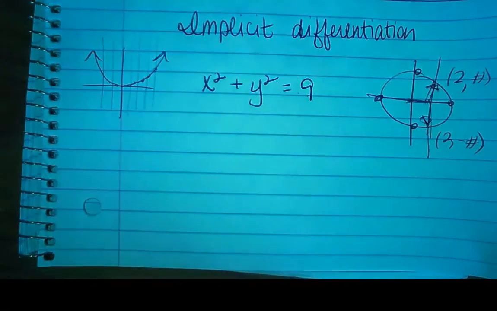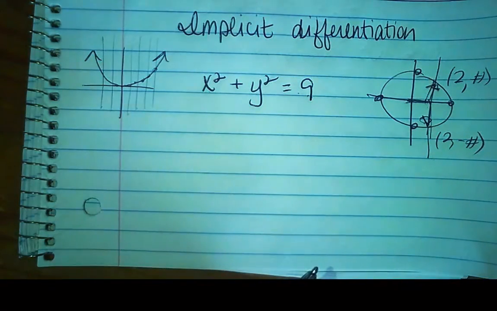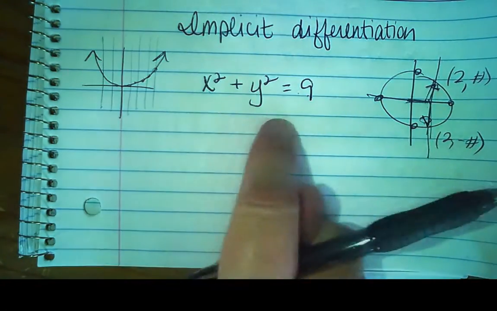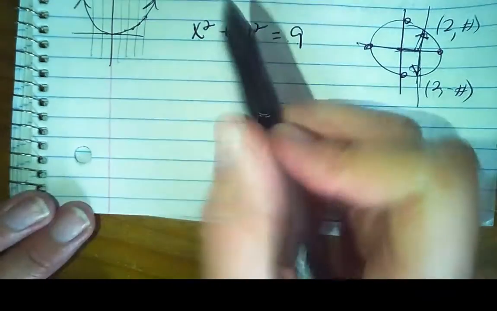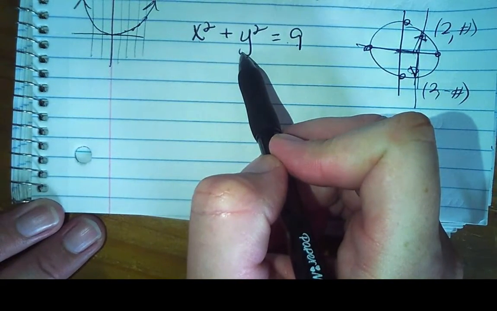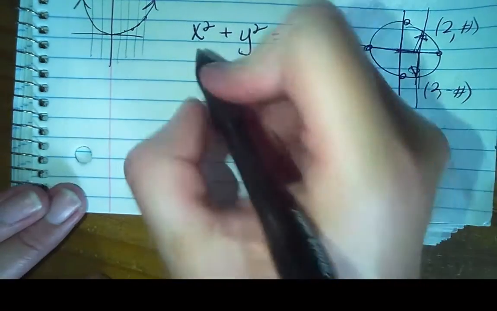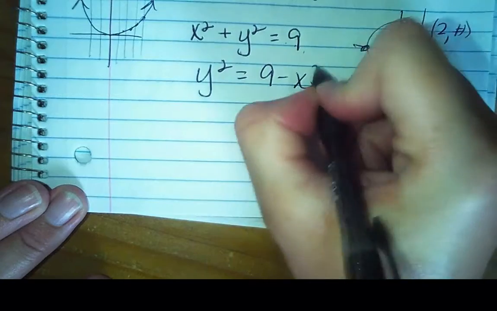So what we're going to do with implicit differentiation is it's a whole lot easier to do implicit with things that are not functions than it is to do explicit. So I'm going to show you the long way first. If I were to take this derivative, first of all, I would need to get it into a y equals format. Okay, so I'm going to subtract x squared from both sides. So that gives me 9 minus x squared.